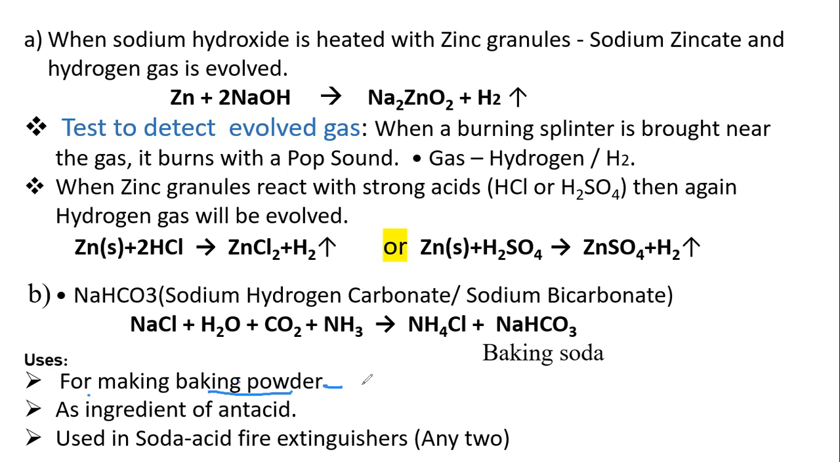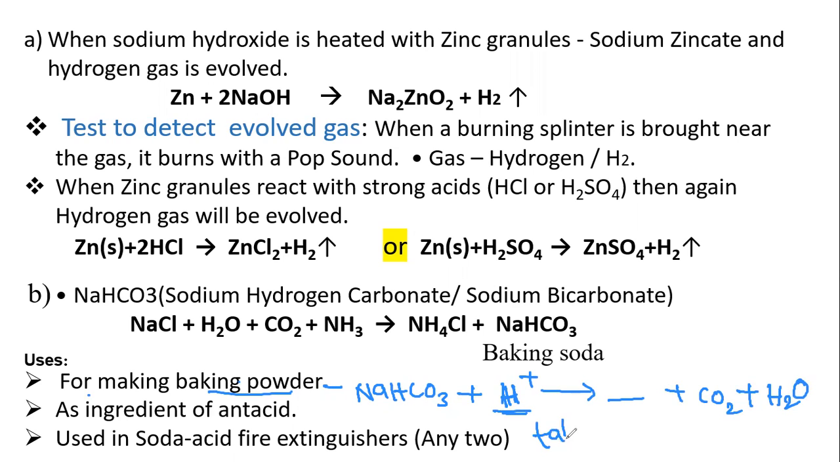What is baking powder? Baking powder is nothing but baking soda, which means sodium hydrogen carbonate, with one organic acid added. You will get the corresponding salt along with liberation of carbon dioxide and water. Here in the place of acid, you can take any organic acid like tartaric acid or citric acid or malic acid, any organic acid you can take.